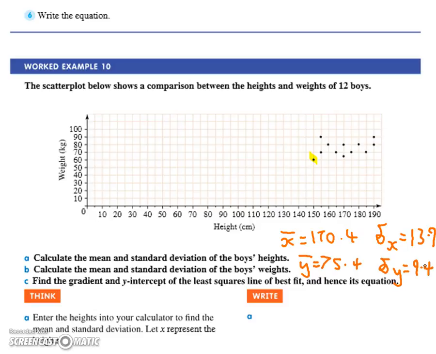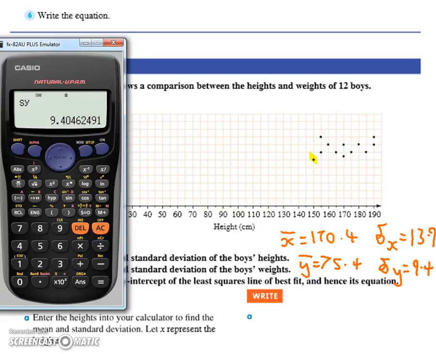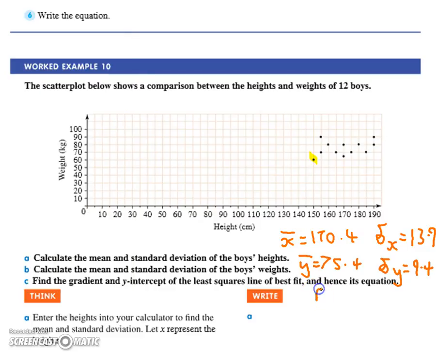Okay, last couple of things. You've now got to find the gradient and the y-intercept. What are we missing? Kirby, what are we missing? Excellent. Correlation coefficient, well done. Oh my lord. 0.33? For R? Alright, let's pause this.